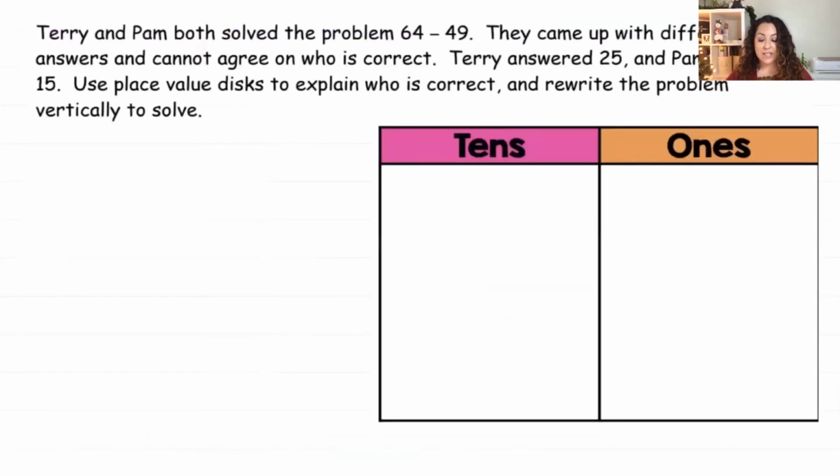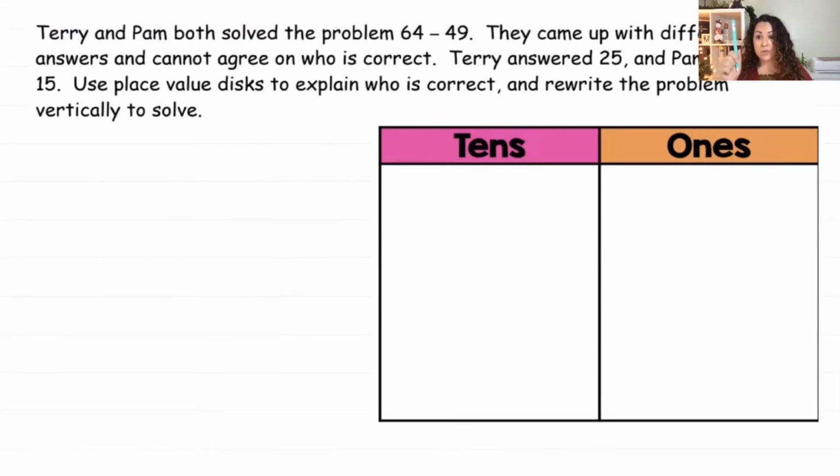Okay, now let's look at this problem. Hopefully you can see it all and my picture's not in the way, but if it is in the way, then I'll go ahead and just read it to you. Terry and Pam both solved the problem 64 take away 49. They came up with different answers and cannot agree with who is correct. Terry answered 25 and Pam answered 15. Use place value chips to explain who is correct and rewrite the problem vertically to solve.